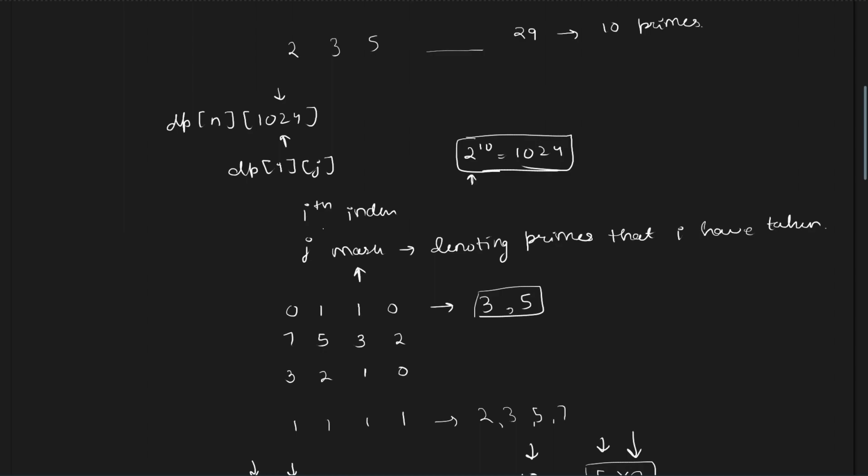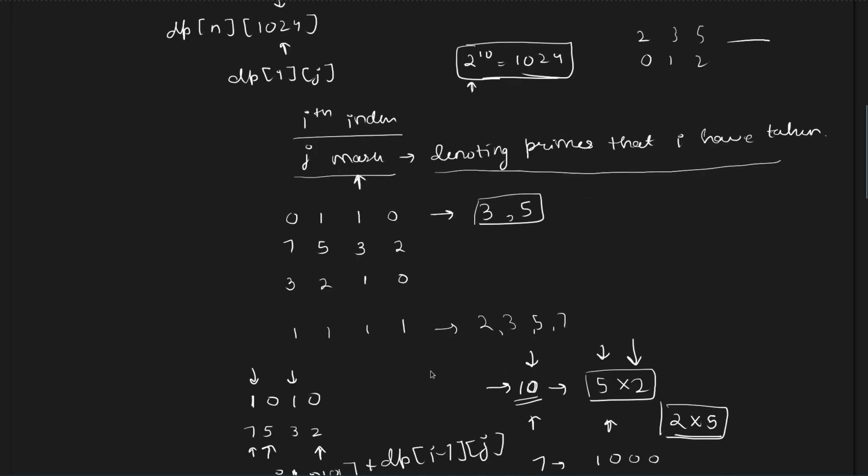DP[i][j] will represent that I am currently at the ith index and j is my mask, where the mask j denotes the primes that I have taken till now. So if the ith bit is set, I have taken the ith prime. So 2 will be the 0th prime, 3 will be the first prime, and 5 will be the second prime, and so on. This is how it goes.